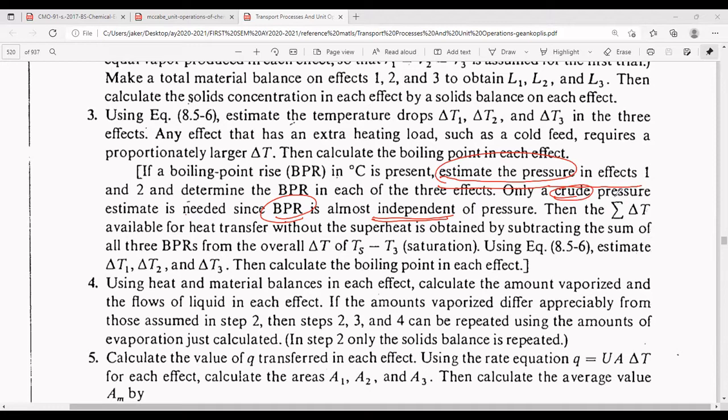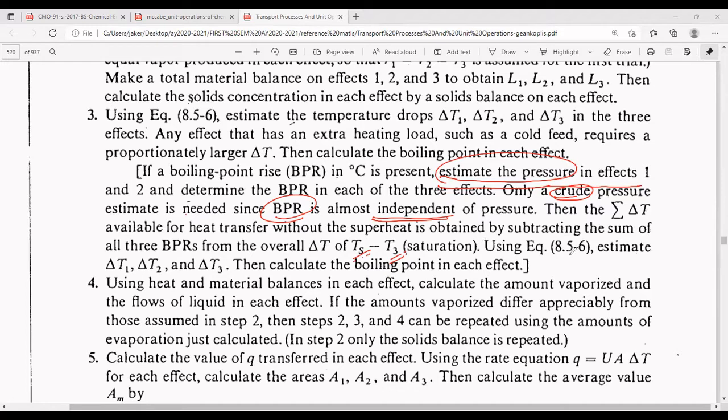You cannot determine the boiling point of your solution, which will yield the BPR. Then it says here further that the summation of delta T available for heat transfer, without the superheat, is obtained by subtracting the sum of all 3 BPRs from the overall delta T. Meaning, if our summation of delta T with negligible boiling point is simply the difference in the steam temperature and the saturation temperature of the last effect, now if you already have the BPRs, you take the sum of all 3 and subtract it further from the difference of these 2.